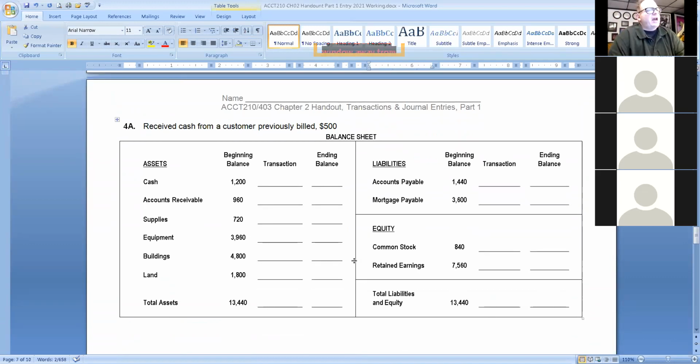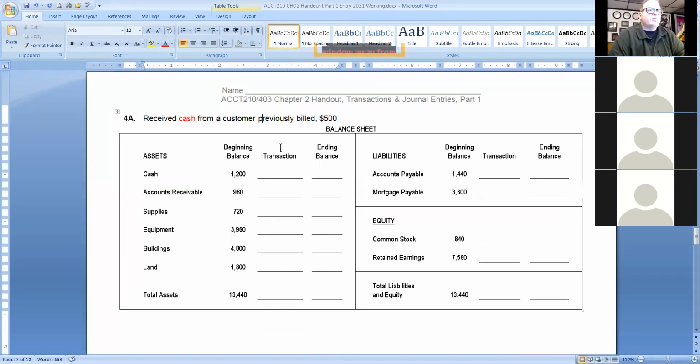Next, received cash from a customer previously billed for 500. Well, let's take the easy one. Cash went up or down? Up. Okay, so the cash went up.